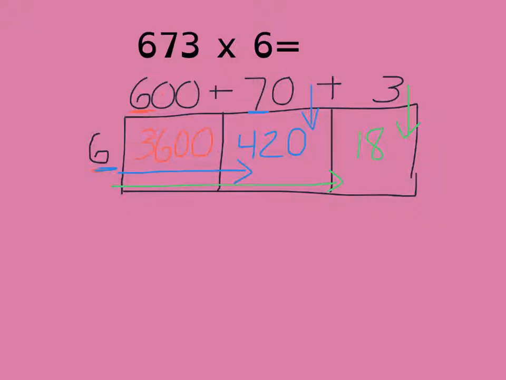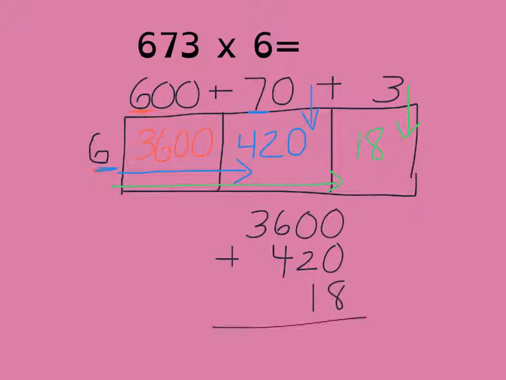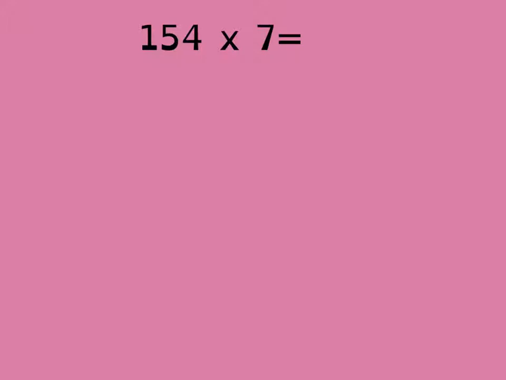So finally, then you need to add up your partial products, 3,600 plus 420 plus 18. And our product is 4,038. And this problem will be multiplying 154 times 7.